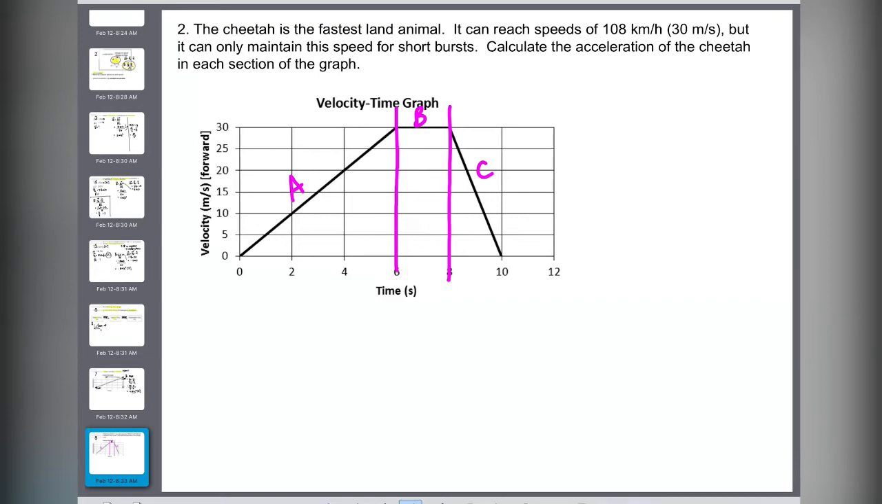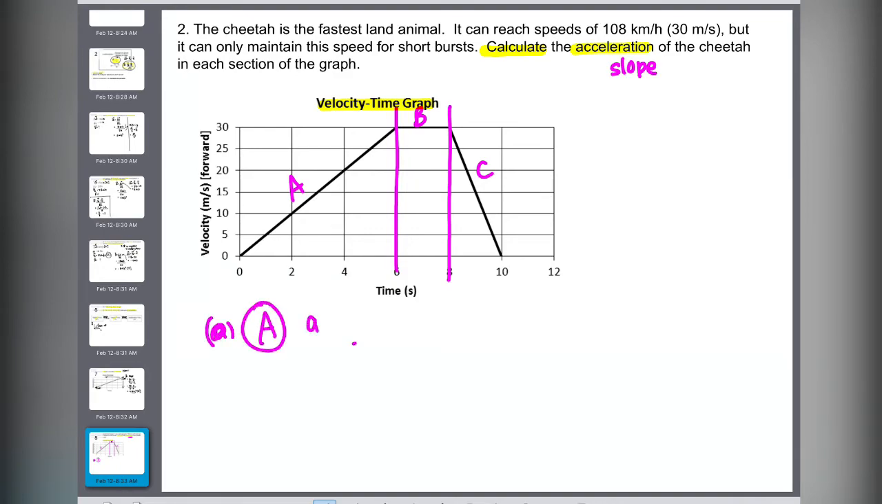So the question tells you the cheetah is the fastest land animal. It reached the speed of 30 meters per second, but it can only maintain the speed for short spurts. They would like you to calculate acceleration from a velocity time graph. So I know I'm hinting you need to find the slope. You're going to remember, if I want to calculate acceleration from a velocity time graph, I have to find the slope. That is knowledge that you're required to retain on a quiz or a test. So it's like, okay, I do know this one. I can now calculate it.